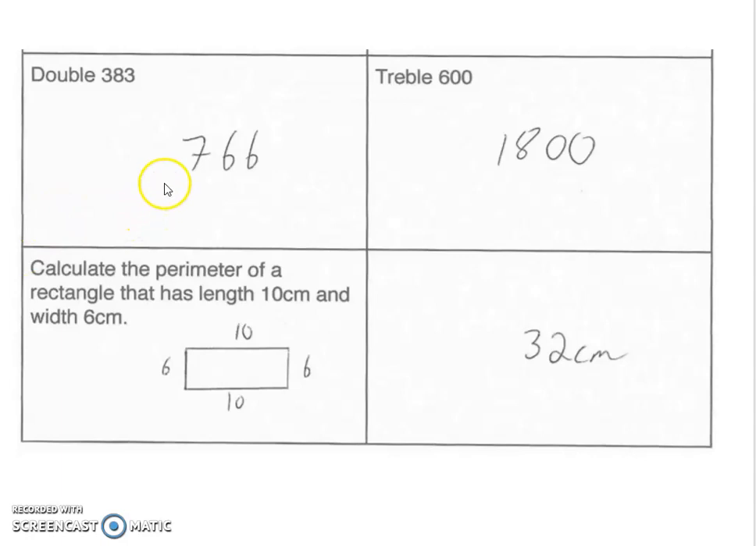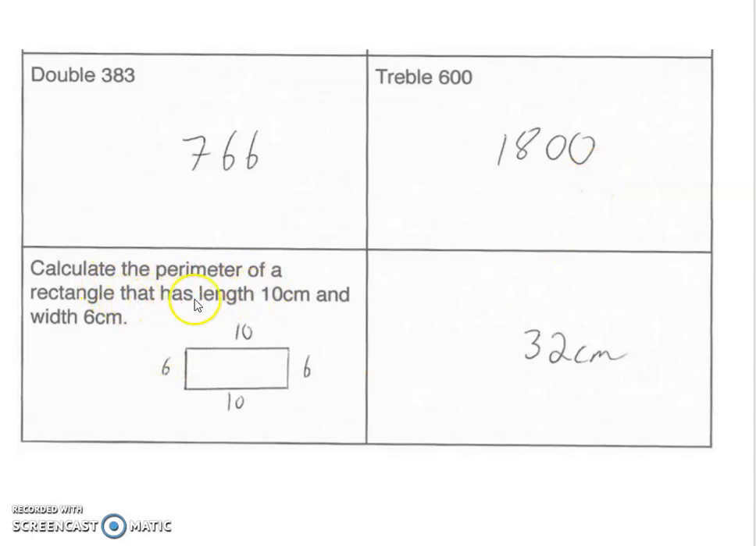So the next lot of questions, double 383. You either times it by 2 or just add it together twice, and that would give you 766. Treble, we've looked at this word before in other do-nows in the classroom. Treble means multiply by 3 or add it together 3 times. Whichever method you prefer, both would give you the same answer of 1,800.